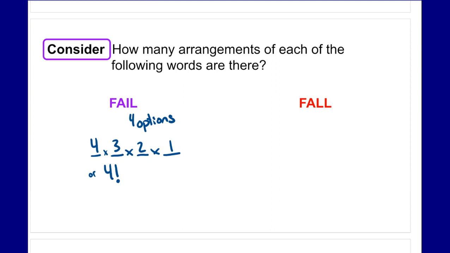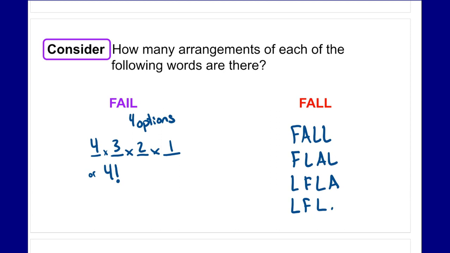Now, what about fall? Fall is a little different, and we'll look at some of the actual arrangements. If I had F-A-L-L, that's one arrangement. Let's maybe do F-L-A-L or L-F-L-A, something along those lines. But what if I did L-F-L-A and said, well, it's just the two L's that are different? I have two L's.